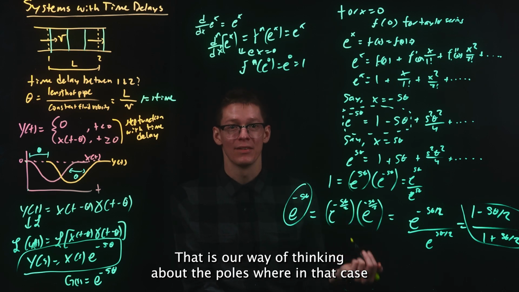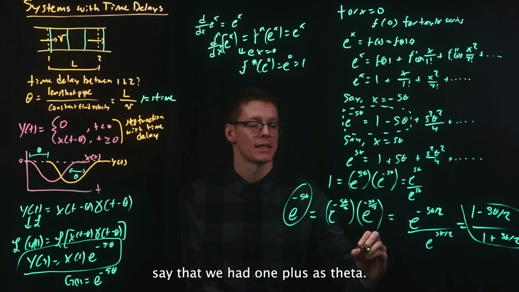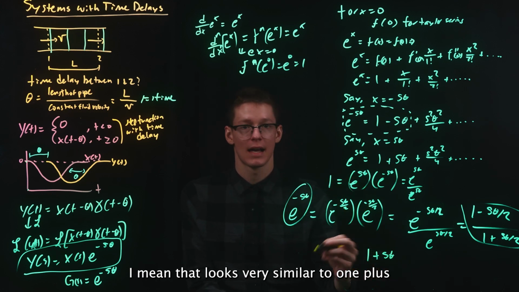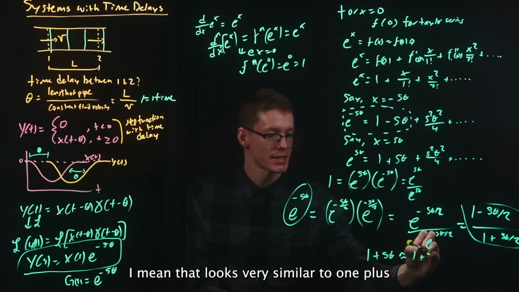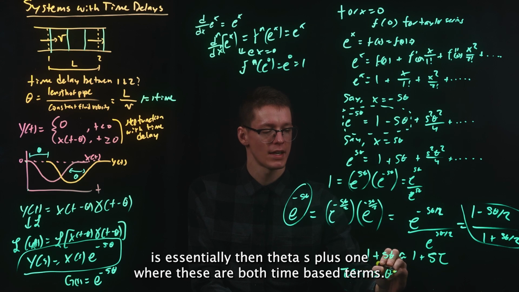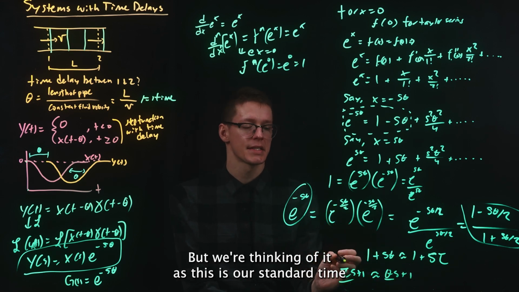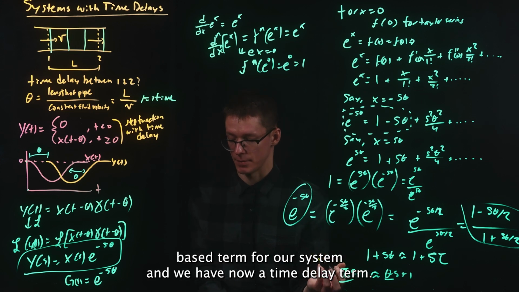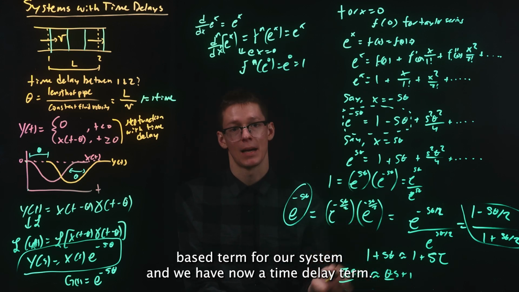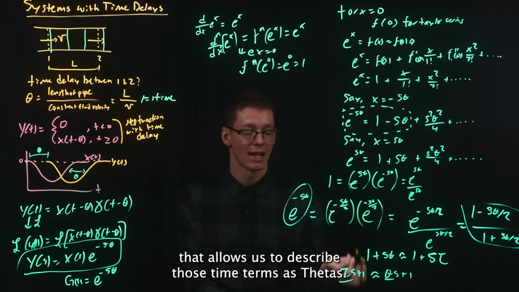That is our way of thinking about the poles, where in that case, say that we had 1 plus s theta. That looks very similar to 1 plus s times tau, or tau s plus 1, which is essentially theta s plus 1, where these are both time-based terms. But we're thinking of it as this is our standard time-based term for our system, and we now have a time delay term. So we're taking an approximation, essentially, that allows us to describe those time terms as thetas.